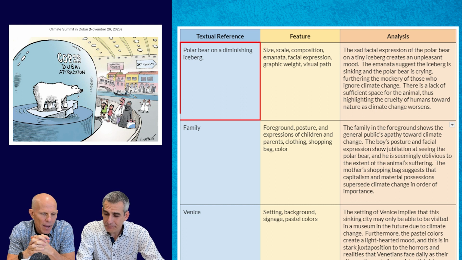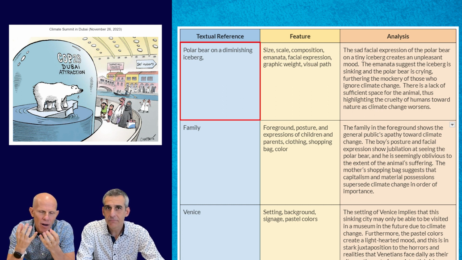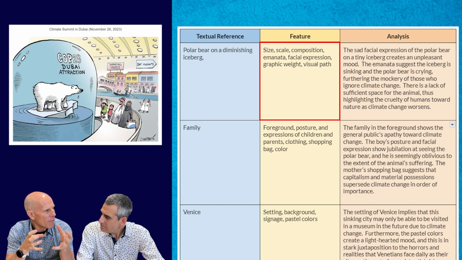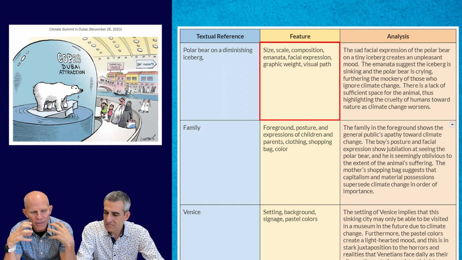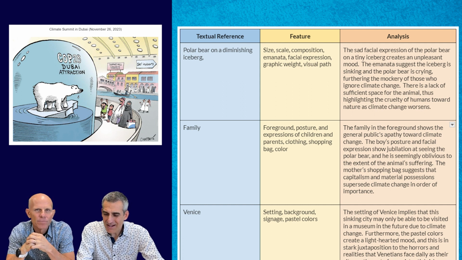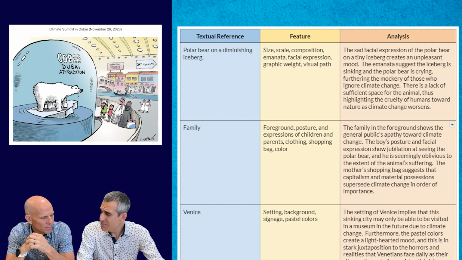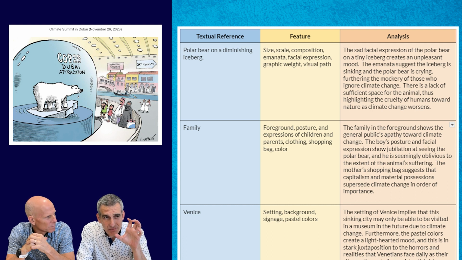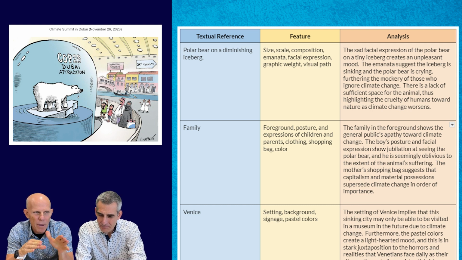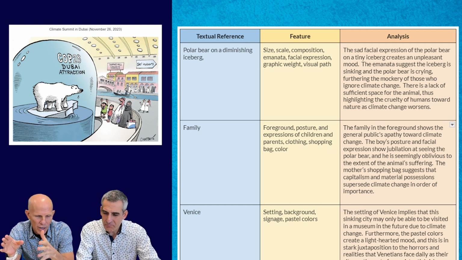Yeah. Mr. Giles, what was the first thing we wanted to talk about with respect to this cartoon? We wanted to look at that polar bear and the diminishing iceberg. That obviously draws our attention. The graphic weight is there. We want to think about the size and scale of the polar bear in relation to the other things in the cartoon and the composition of the cartoon and the way the polar bear is arranged. Yeah, also we want to think about that sad facial expression and almost that we see the emanata, we see the iceberg sort of breaking, and we almost see that polar bear crying. I feel bad for that polar bear, right? I do too, and we see a visual path too where our eye is drawn to that polar bear.